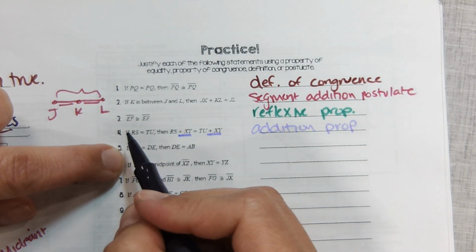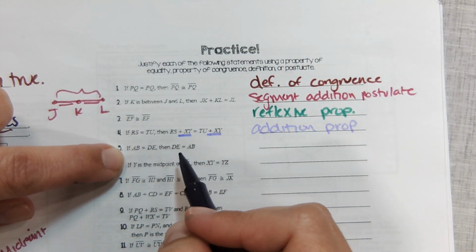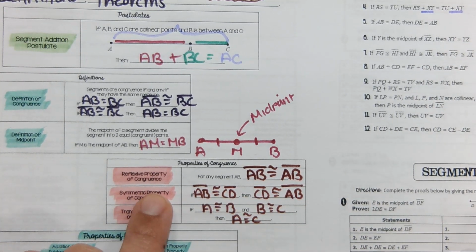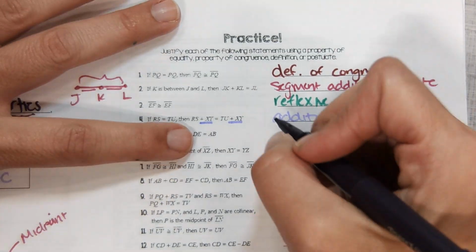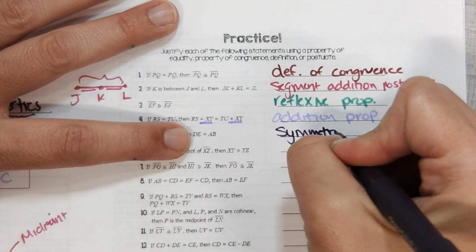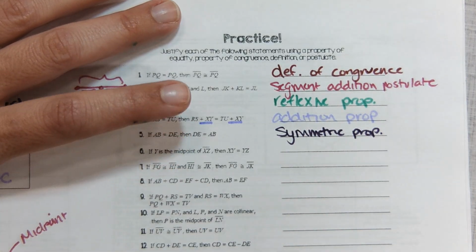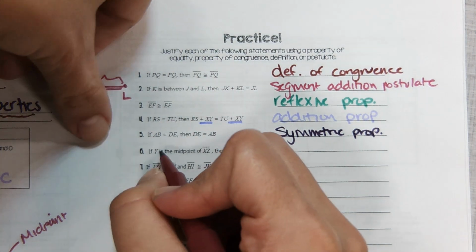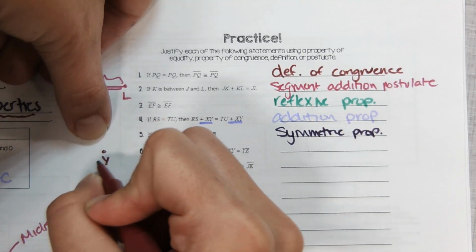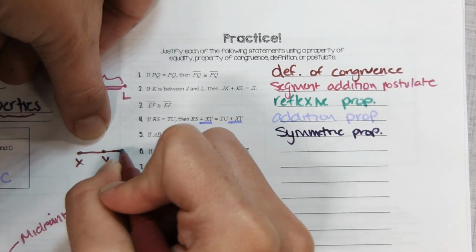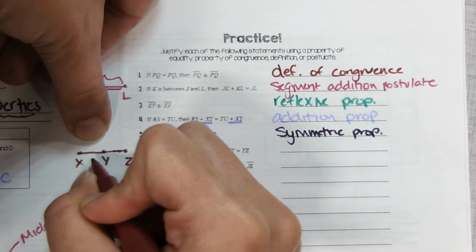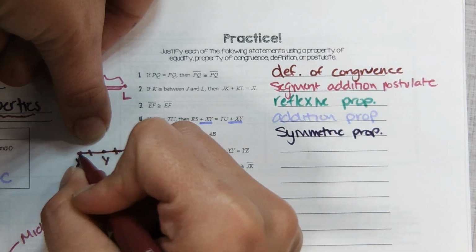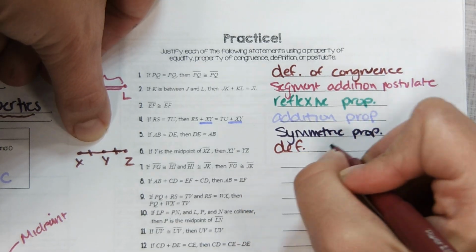And the next one, AB equals DE, then DE equals AB. They just changed the order there. That is this one here, which is symmetric. The symmetric property. Then for number 6, it says Y is the midpoint of XZ. Then XY is equal in length to YZ. Well, since Y is the midpoint, yes, this will be the same length as this. That is definition of midpoint.